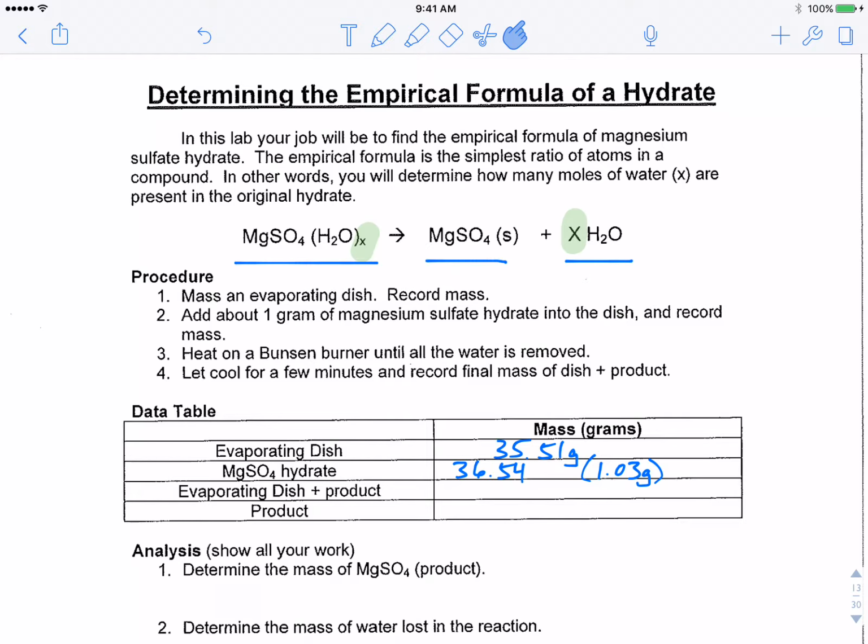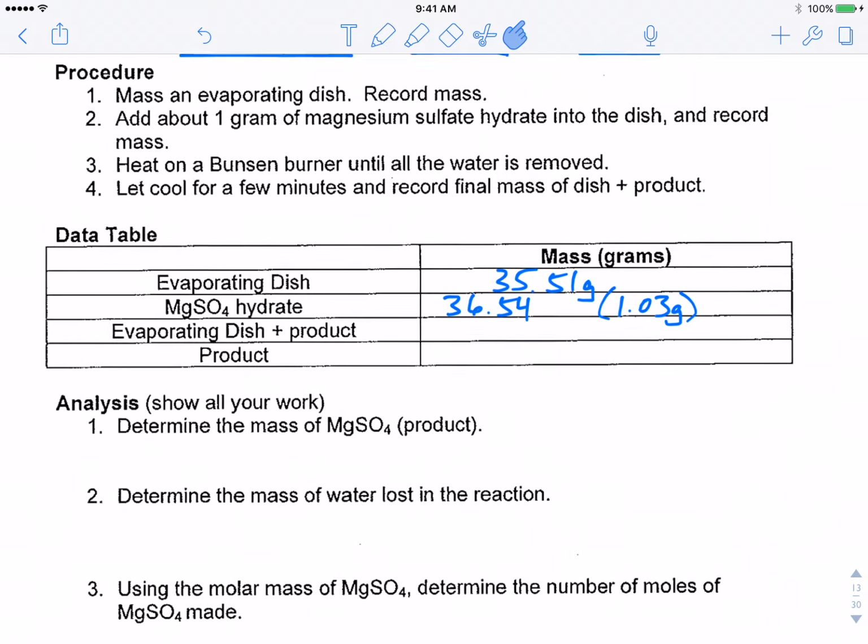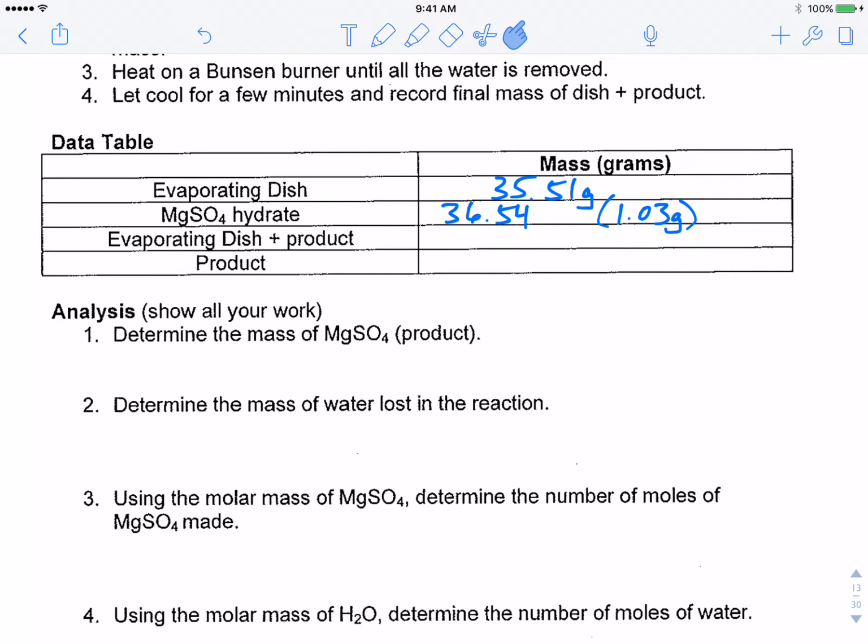Okay, so the data that we collected was the mass of our evaporating dish was 35.51 grams. I added about a gram to the evaporating dish. My total mass was 36.54 grams, and so subtracting those two, I got 1.03 grams. So that's how many grams of the Epsom salts, the magnesium sulfate hydrate, that I started with. At the very end, my mass of the evaporating dish and product was 36.09.